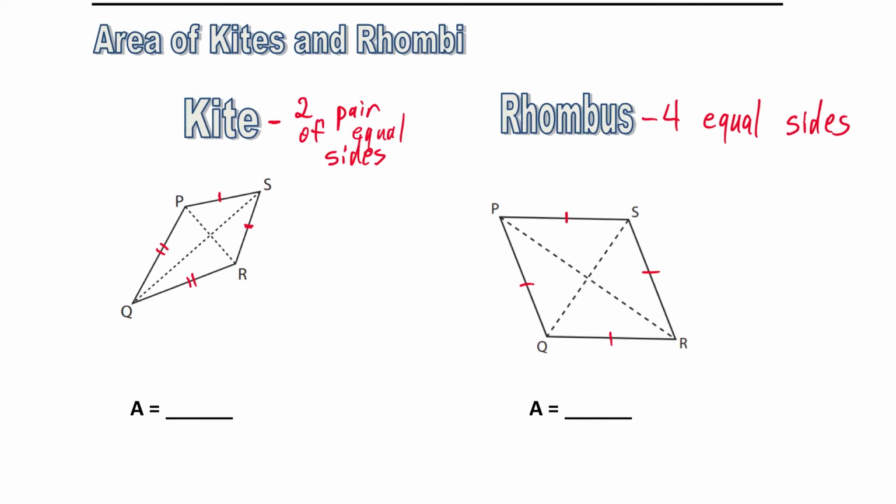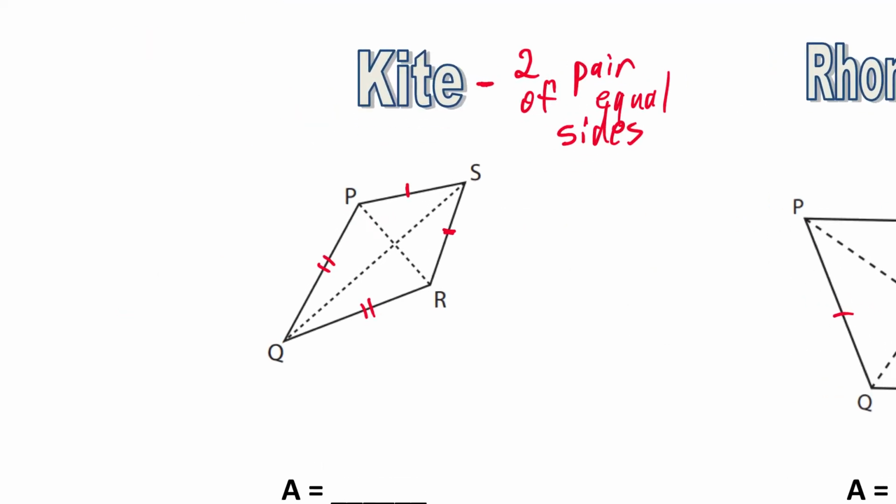And really, it's easy just to pretty much look at it and tell the difference. On a rhombus, all four sides are always going to be the same length. On a kite, it's like a traditional kite, like what you would think of. These two are going to be the same length, and then these two are going to be the same length. Okay, but to find the area of this kite and rhombus, we're actually going to measure the diagonals. That's how we find the area of these. So let's go ahead and do that now.